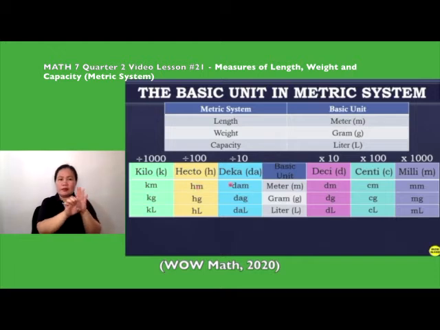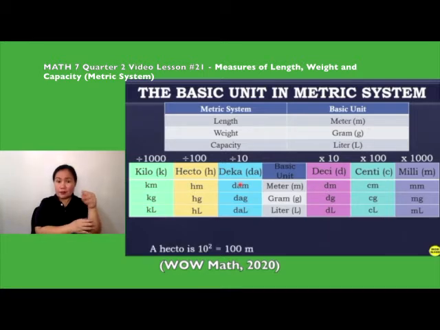Okay? So, halimbawa, sa deka, i-convert mo naman sa milli. So, from deka, from bigger unit to smaller unit, magmumultiply tayo kasi pakanan. Tama? So, 1, 2, 3, 4. So, ano yung mayroong apat na 0? 10,000. So, ita-times natin siya by 10,000. Okay? So, ganun lang po.